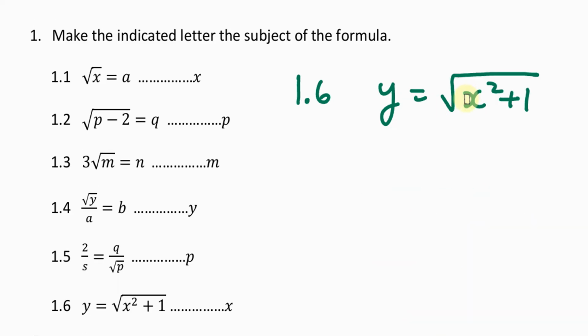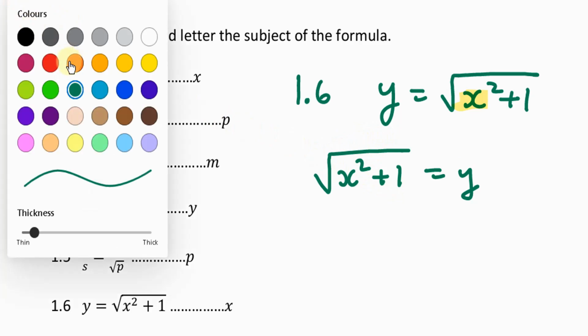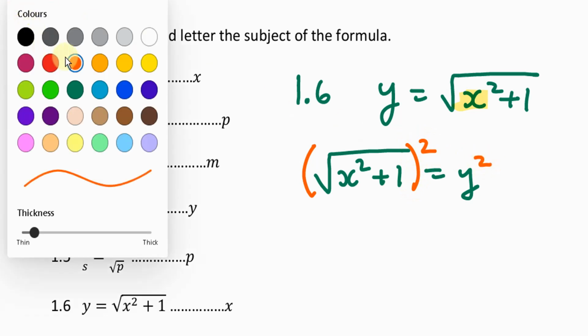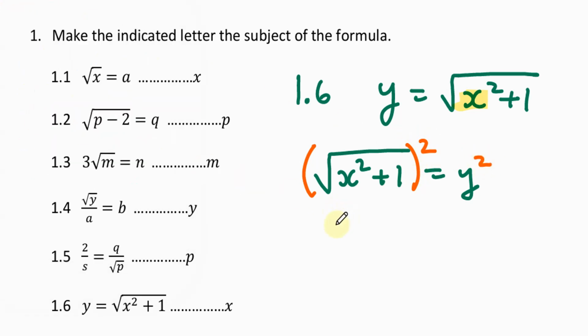We need to make x the subject here. Now, x is on the right-hand side, so we can first flip the equation to get x on the left-hand side. Now we can get rid of the square root by squaring both sides. Then on the left-hand side, the square root drops, so it falls away.